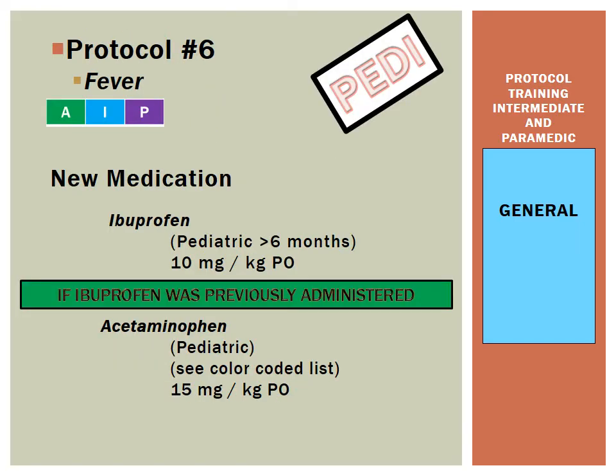Okay, so let's take a look at our pediatric doses for our advanced through paramedic providers. Ibuprofen pediatric dose is, they must be greater than 6 months old. It's 10 milligrams per kilogram PO. Of course, if ibuprofen was not previously administered by the patient or you. Acetaminophen, pediatric, we need to see the color-coded list in the back of the protocols, the Broselow tapes, but the dose is 15 milligrams per kilogram PO.